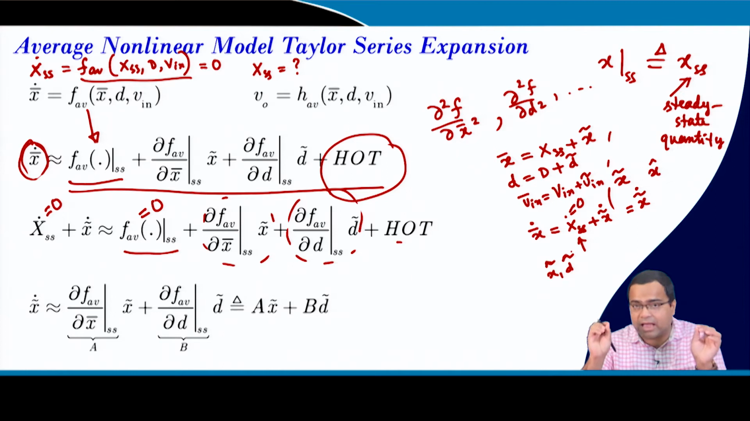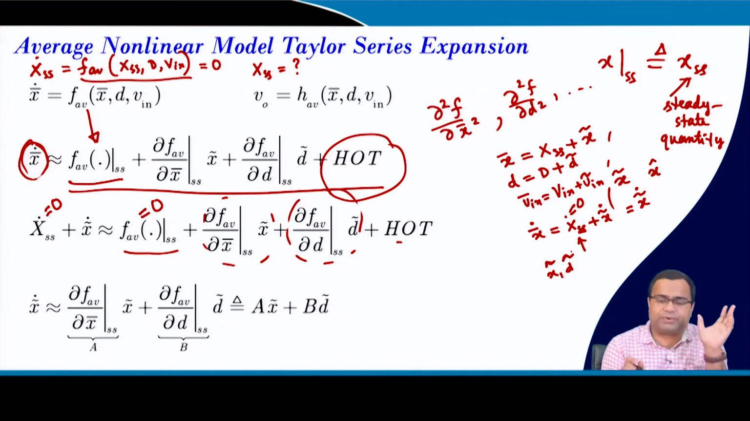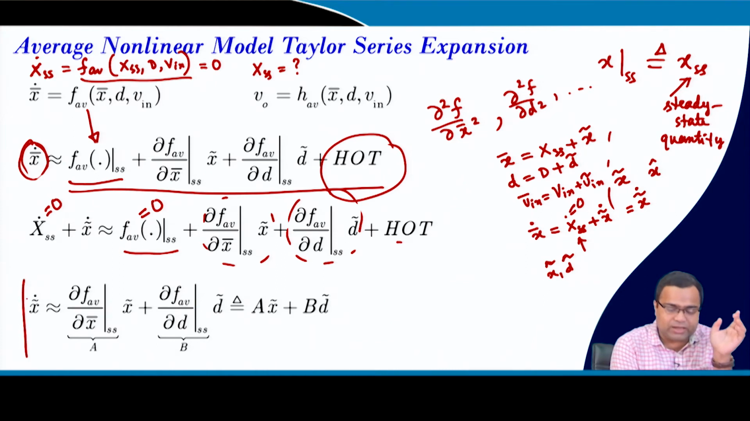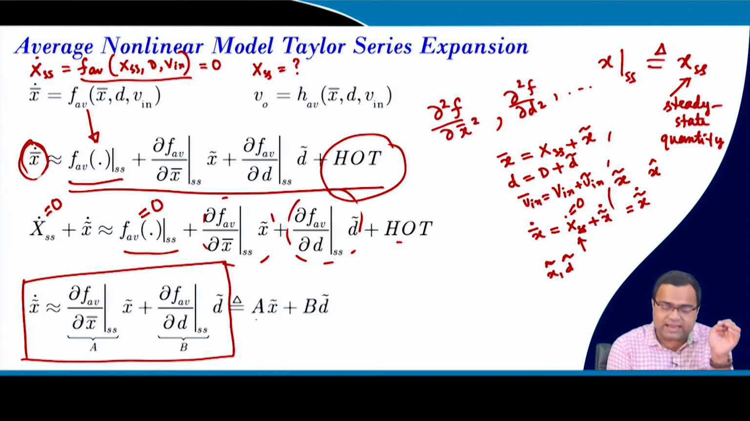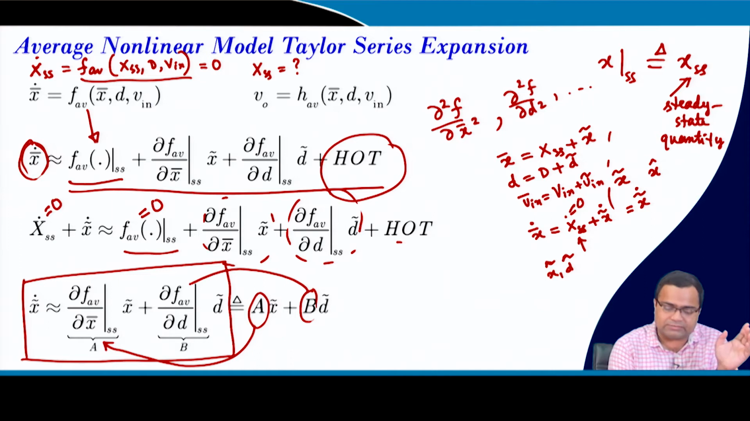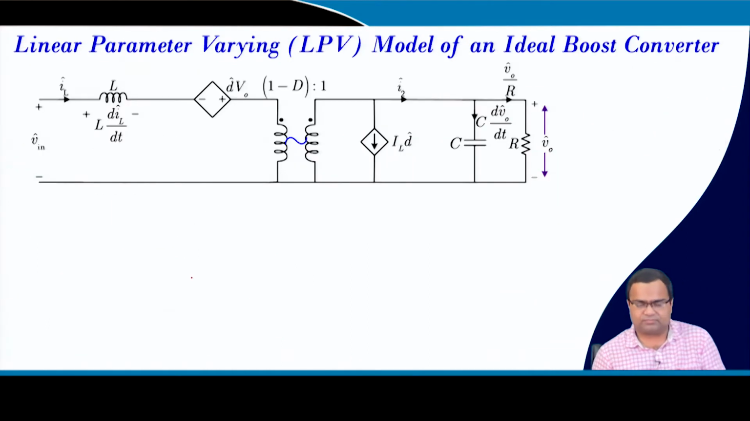That means higher order terms we have neglected earlier, so they are not coming to the picture. So, the approximate model here is simply this model, where we can write A times x tilde plus B times d tilde, where A is nothing but this particular function and B is nothing but this particular operation. Okay. So, we can now obtain the linear parameter varying model.